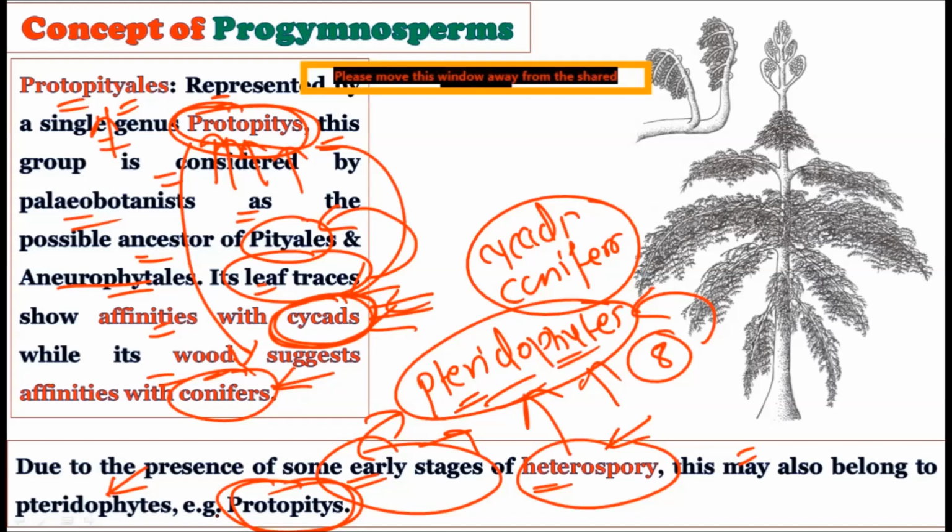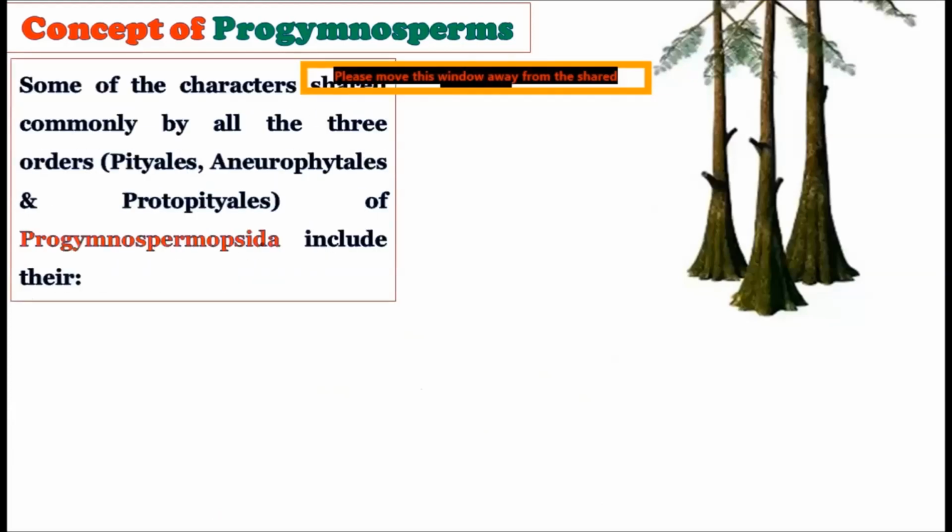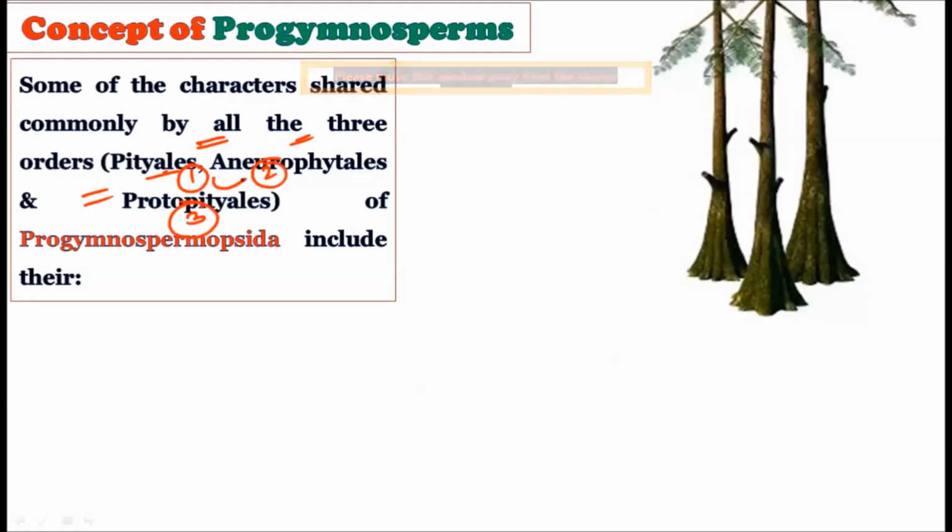So from all these three orders, what you can conclude is that all these three orders show some form of pteridophyte characteristics or gymnospermic characteristics. When we compile all these characteristics together, we came to know they are literally the progymnosperms, and their ancestor was the pteridophytes, and from these progymnosperms the newly created plants were the gymnosperms. Now some of the characters are shared commonly by all the three orders that we have studied. These similar characteristics possessed by all three orders of the Progymnospermopsida include the following.